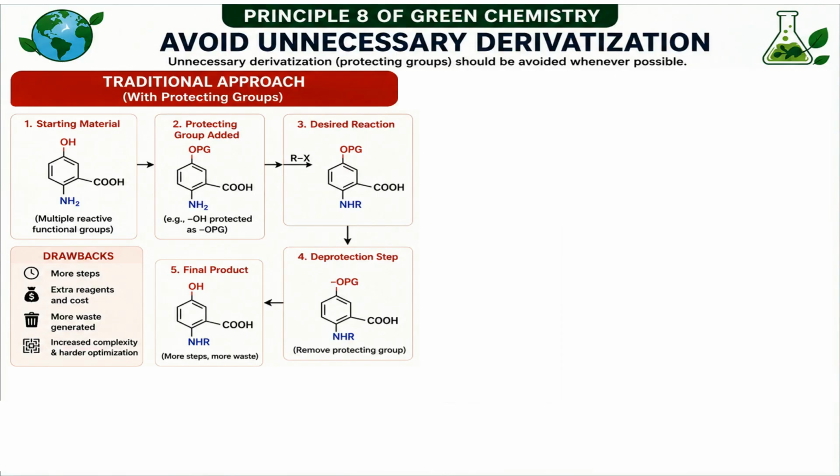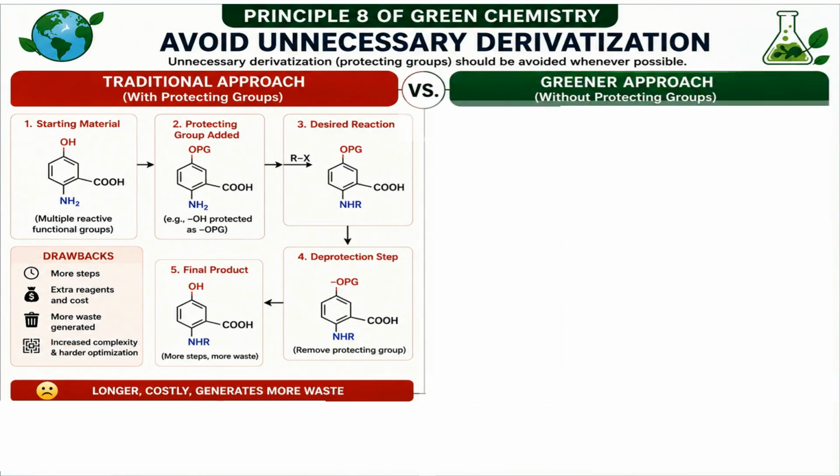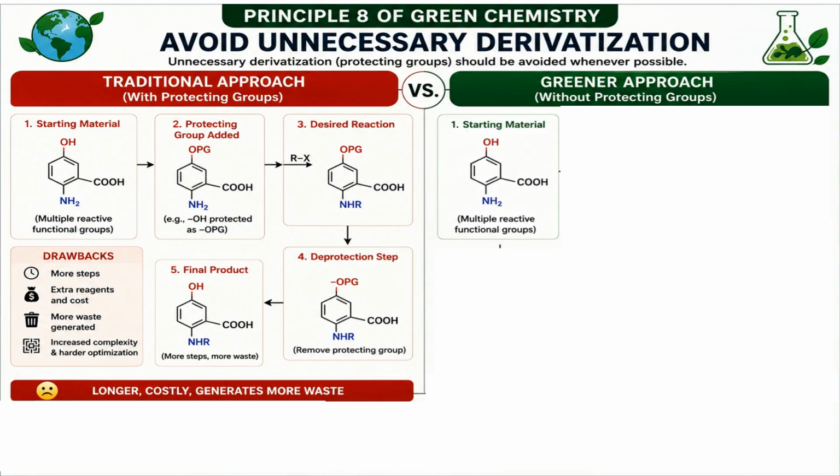It generates more chemical waste. It leads to greater complexity and makes optimization harder. Overall, this approach is longer, more expensive, and less sustainable. Now let's look at the greener alternative. We start with the same molecule containing multiple reactive groups.